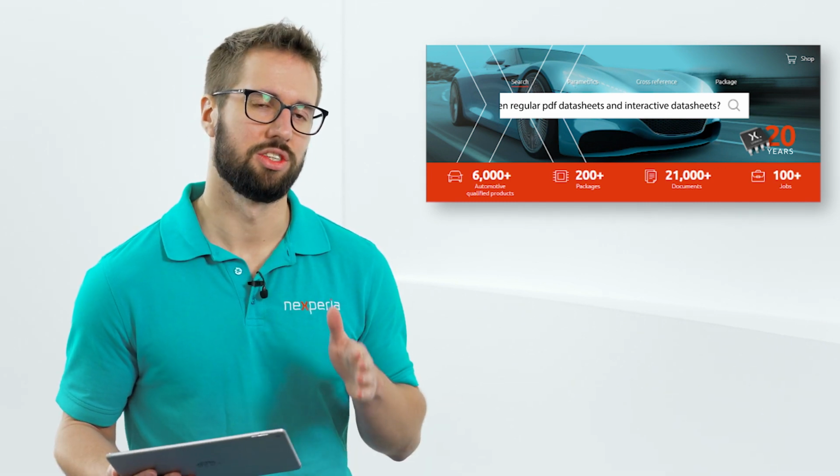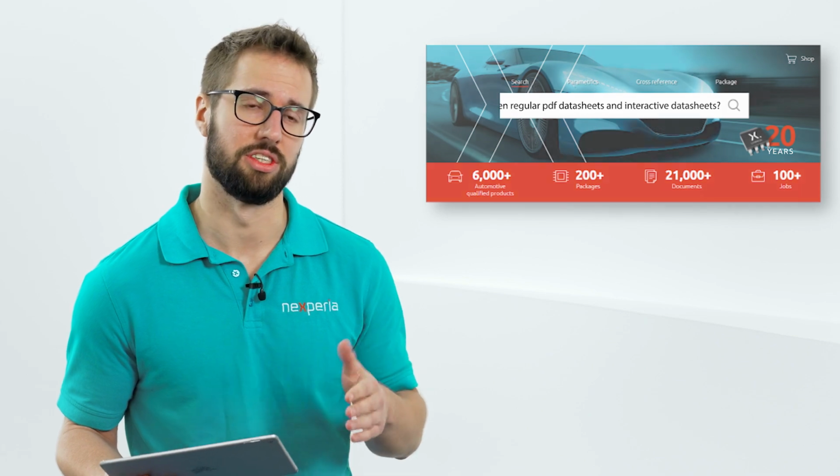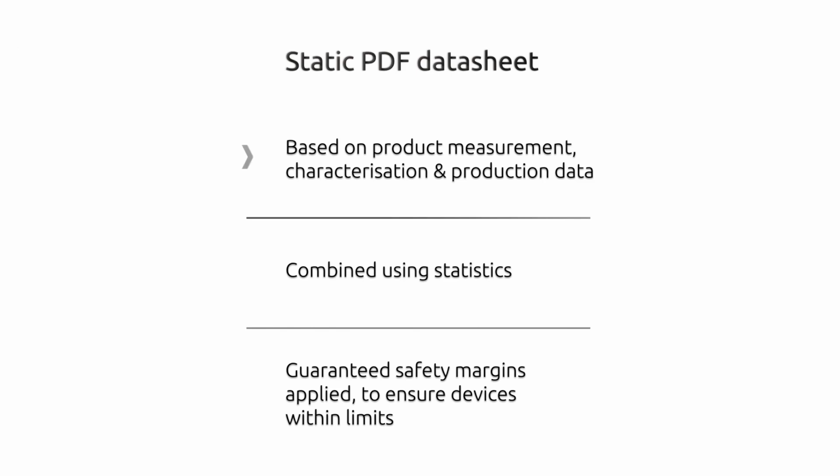Why is there a difference in data between regular PDF datasheets and interactive datasheets? So the answer to this question is a bit similar to the previous answer. With static datasheets, the data is based on product measurement data, it's based on characterization data, it's based on production data, and all these different data sources are then combined using statistics, and we apply our margins to then create a safety for our datasheets to then ensure that all our devices fall within these limits.